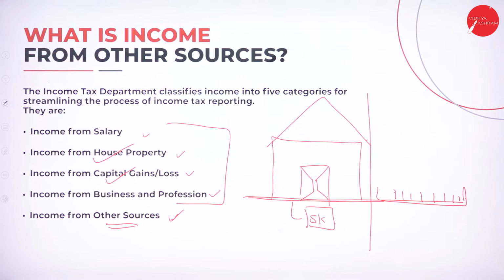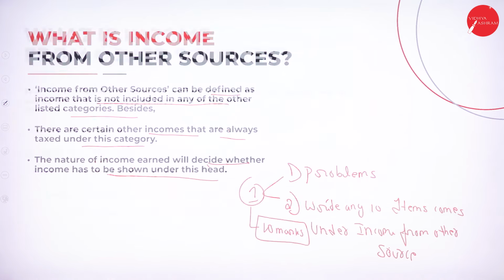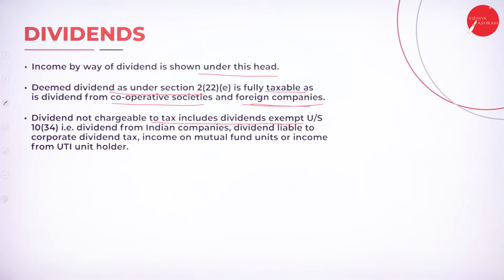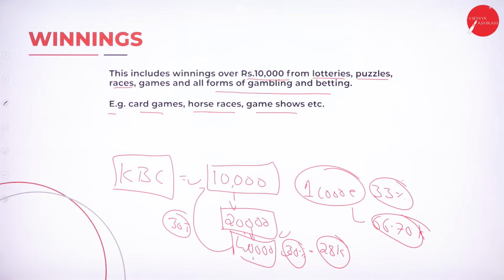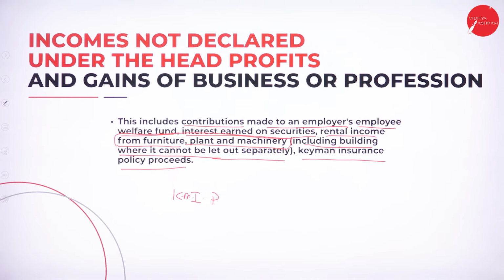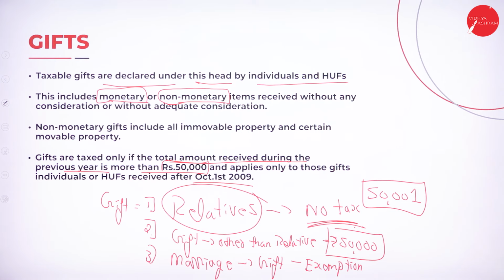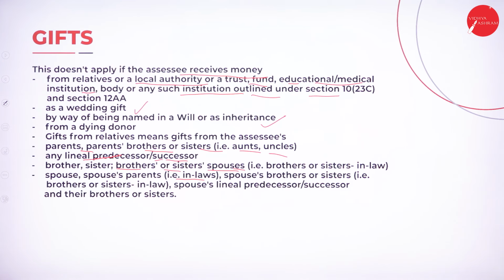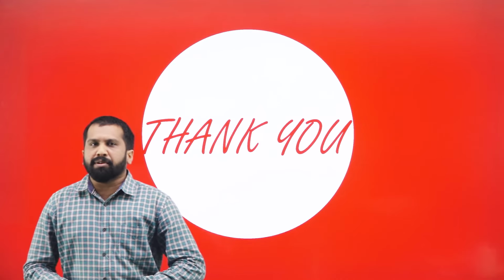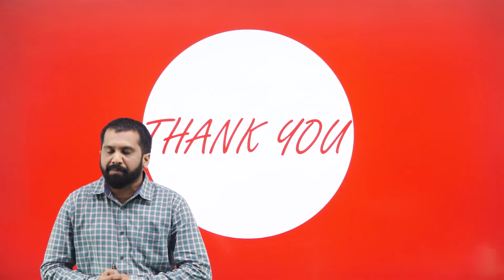So this is the agenda. What is income from other sources? Your categories, continuation, winnings from horse races as well as puzzles, your interest received. These are declared as other than business or profession. These are the explanations for gift. These are the explanations for relatives. So this is all about today's session. Hope you understood what is income from other sources.